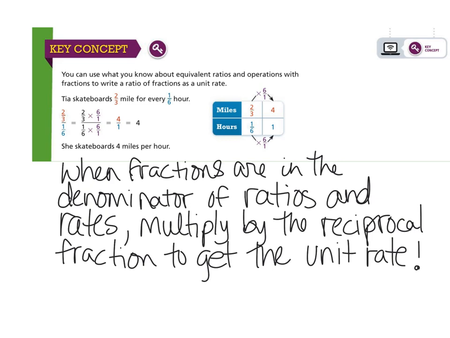All right, so here's our key concept. Remember that if you are looking to find that unit rate, the easiest way to do that when you have fractions involved is to multiply by that reciprocal fraction. Whatever's in the denominator, use its reciprocal in order to get that unit rate. That reciprocal fraction will always produce a product equal to 1 whole.